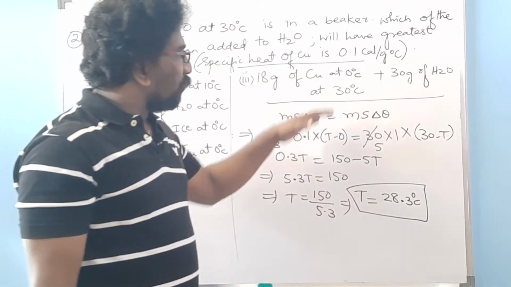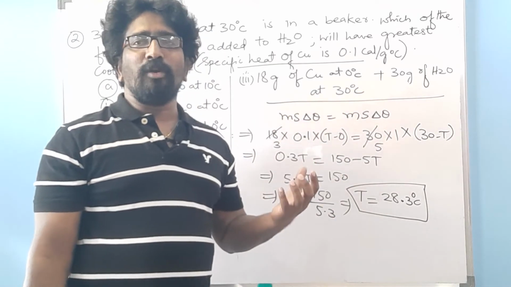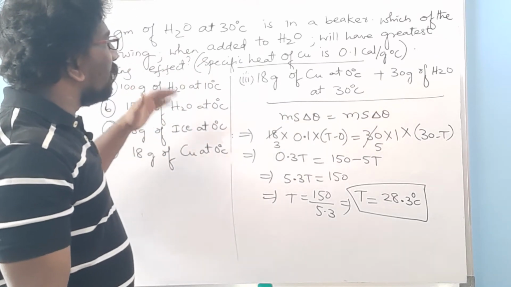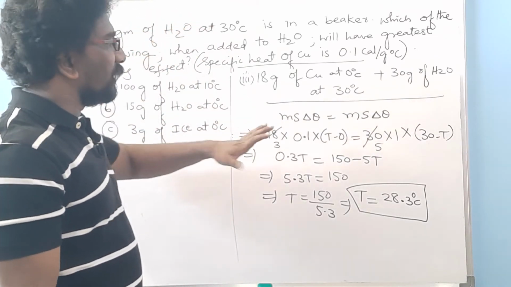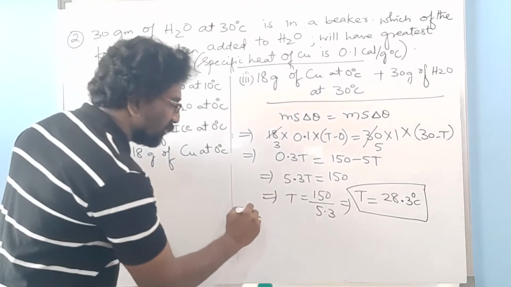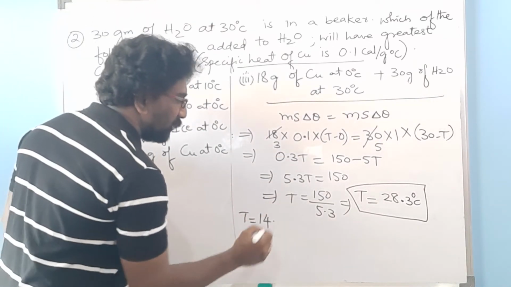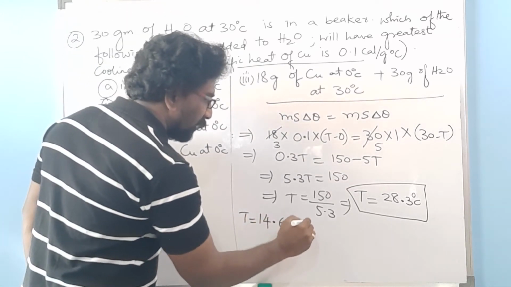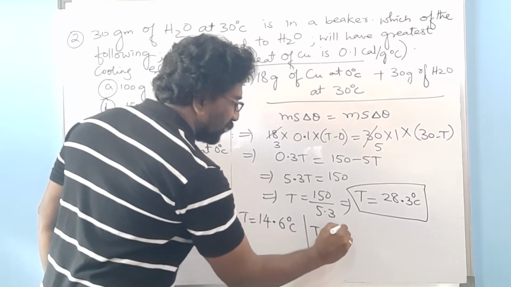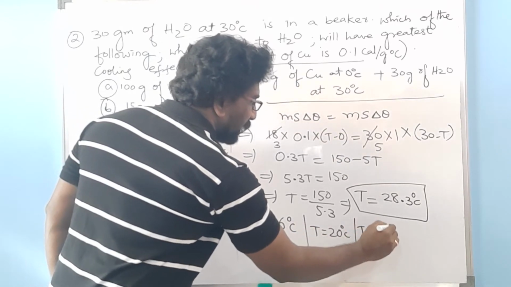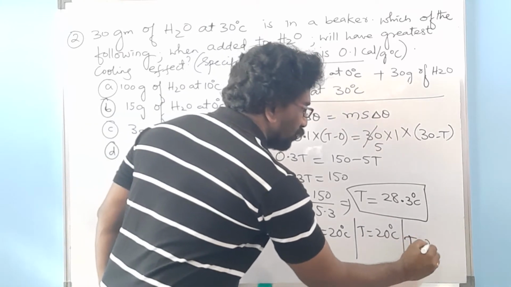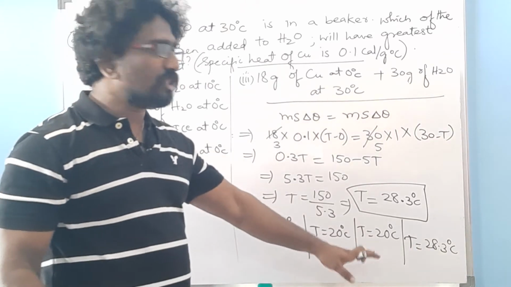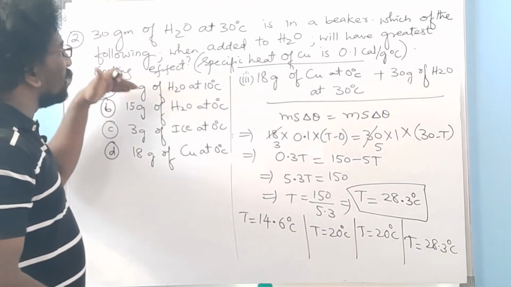So what we have done is solved this particular numerical by adding all the options which are given to us to the 30 grams of water. Now let us see. The first temperature is 14.6 degrees Celsius. The second temperature is 20 degrees Celsius. The third temperature is 20 degrees Celsius. The fourth temperature is 28.3 degrees Celsius.